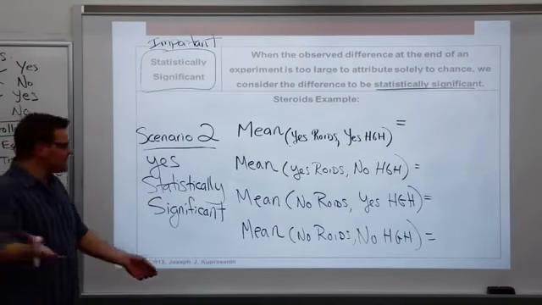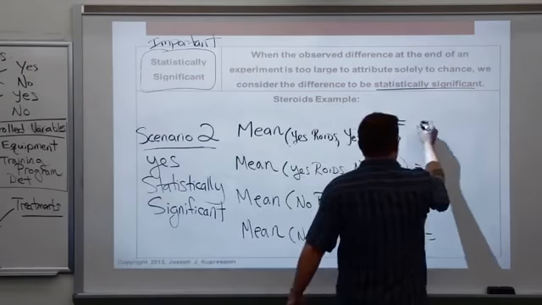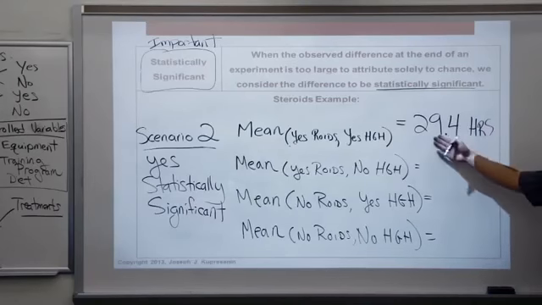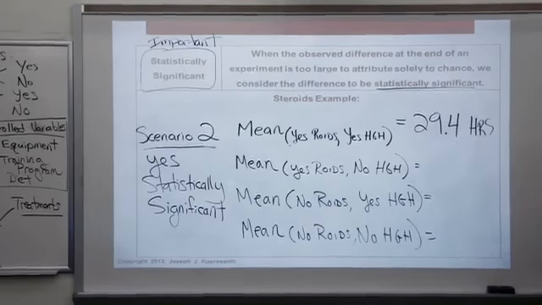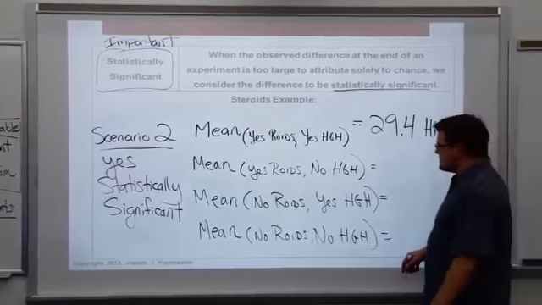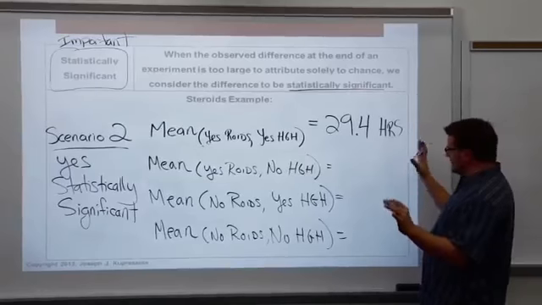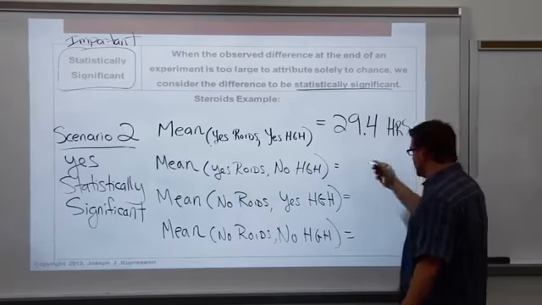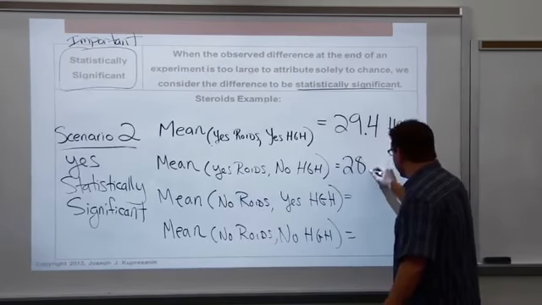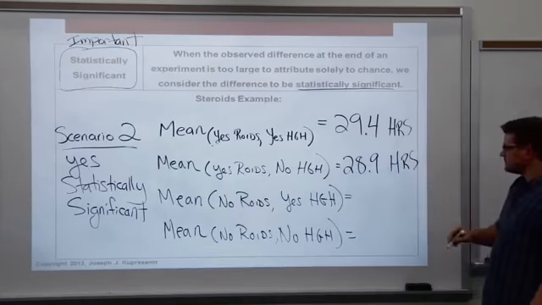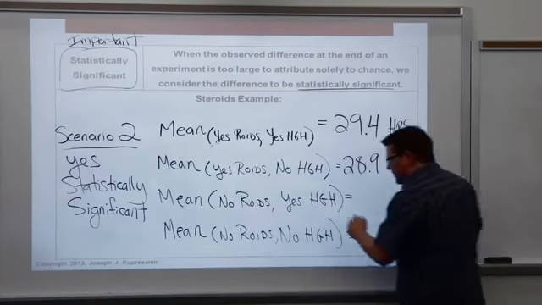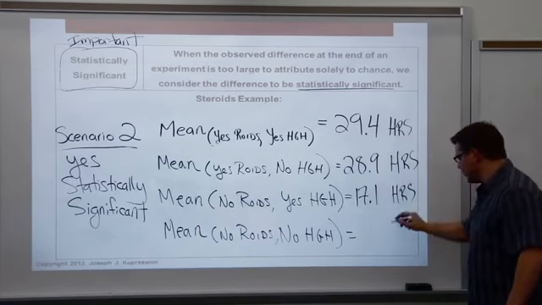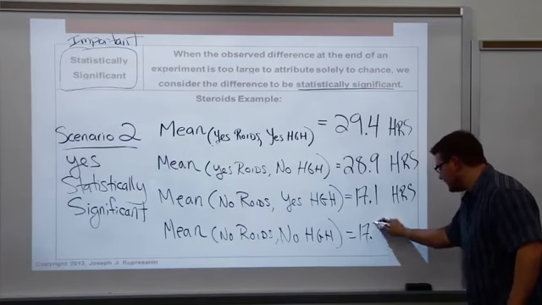End of the season, 50 players in each group. The roids and HGH group averaged 29.4 home runs. Let's make this out of the park statistically significant. No pun intended. Let's say the mean for the yes roids but no HGH group was 28.9 home runs. And the mean for the no roids, yes HGH group, we're just going to put way down here at 17.1 home runs, and the clean group we'll put at 17.7.